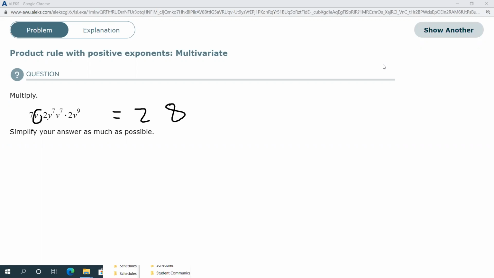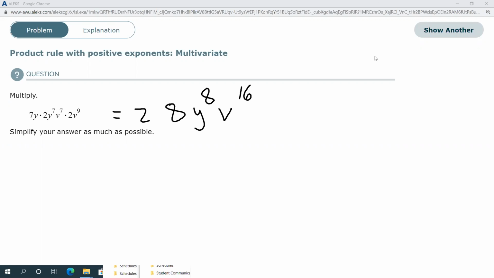Then we've got y to the first times y to the seventh. The bases are the same, so I add the exponents. 1 plus 7 is 8. And then I've got v to the seventh times v to the ninth. The base is the same, so I'll add the exponents. 7 plus 9 is 16.